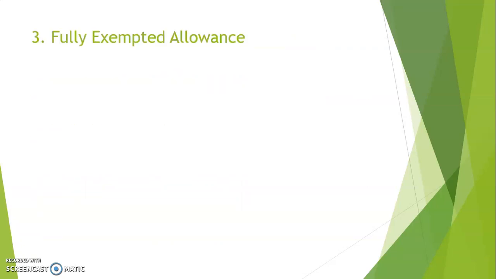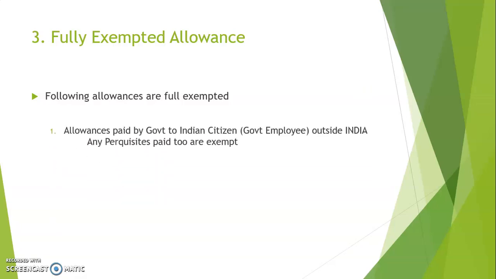Very simple. Everything will fit under this single slide. Let's check what they are. Following allowances are fully exempted. Allowance number 1: allowance paid by government to an Indian citizen who is a government employee outside India. So any allowance paid by the Indian government to an Indian citizen who is working for the government outside India is completely exempt. Also, any perquisites paid to such employees are exempt as well.